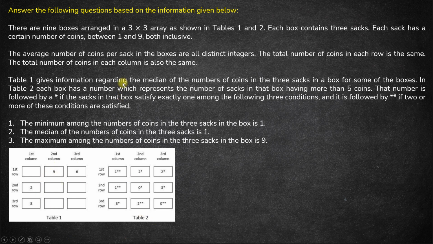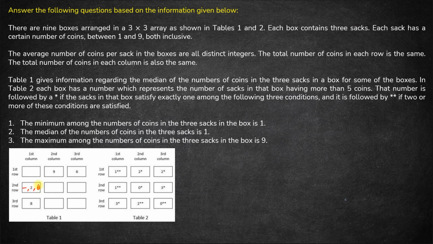Table 1 gives the information regarding the median of the number of coins in the 3 sacks in a box for some of the boxes. So for example, in this box, the median number of coins in a sack is 2. So there are 3 sacks, right? There are 3 sacks. So one sack will have the least number of coins, a sack will have the highest number of coins, and then you'll have a median value. So the median value here is 2.